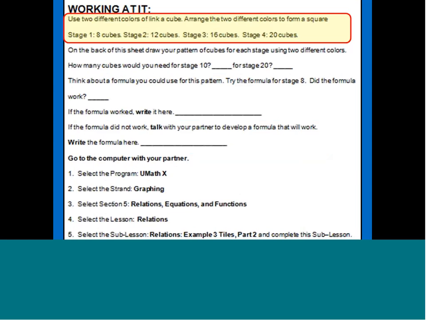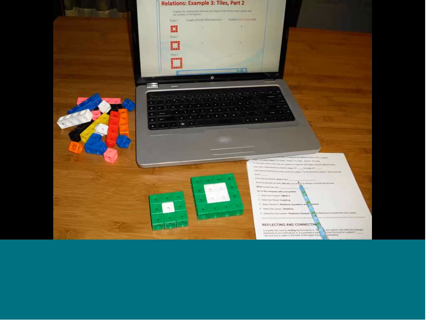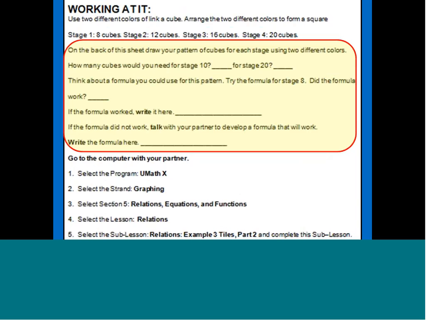Working at it takes the development of the concept to a deeper level while requiring students to communicate convincing arguments of particular representations, procedures, and solutions. In this case, students are directed to now use the connector cubes to form squares to illustrate stages 1 through 4 for the given pattern. Again, students record drawings of their models on their framework sheet, predict the number of cubes required for stages 10 and 20, and develop a formula for extending the pattern before resuming work on additional problems in the program.